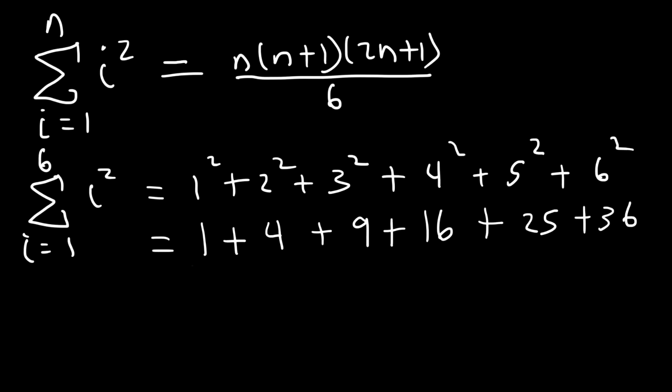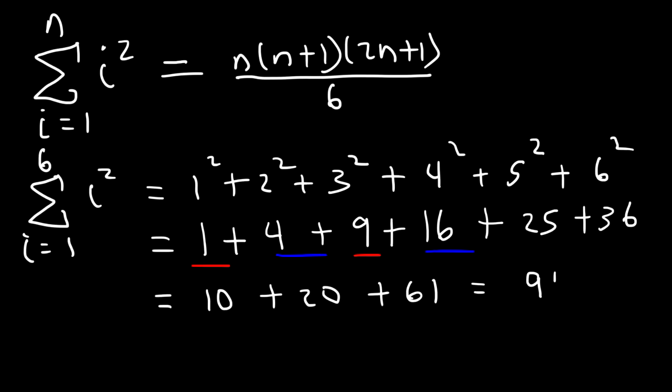Now if we add 1 plus 9, that's going to give us 10. And then if we add 4 and 16, that's going to give us a nice number, that's 20. And 25 and 36, 20 and 30 is 50, 5 and 6 is 11, so that's going to be 61. 10 plus 20 is 30, plus 61, that's 91. Now, let's get the same answer using that formula.